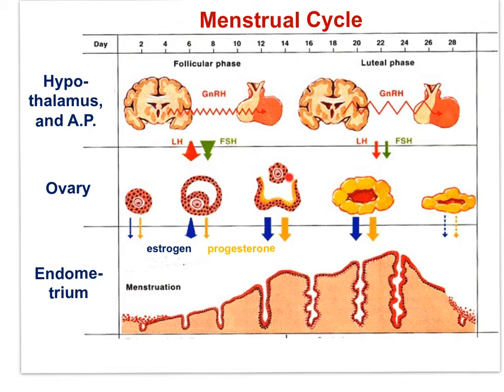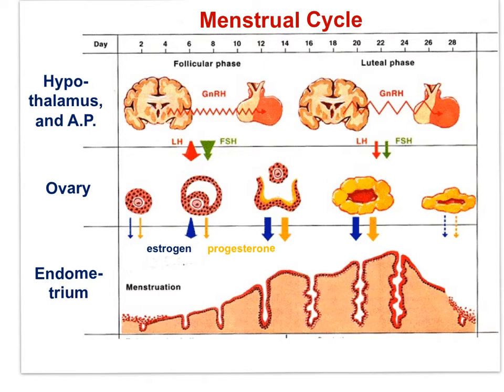Now, ovulation happens around day 14. The corpus luteum is what remains of the follicle after ovulation, and the corpus luteum releases progesterone and estrogen to continue the development of the endometrial lining. Notice that progesterone and estrogen secretion by the ovary from the corpus luteum keeps the secretion of FSH and LH from the anterior pituitary relatively low.